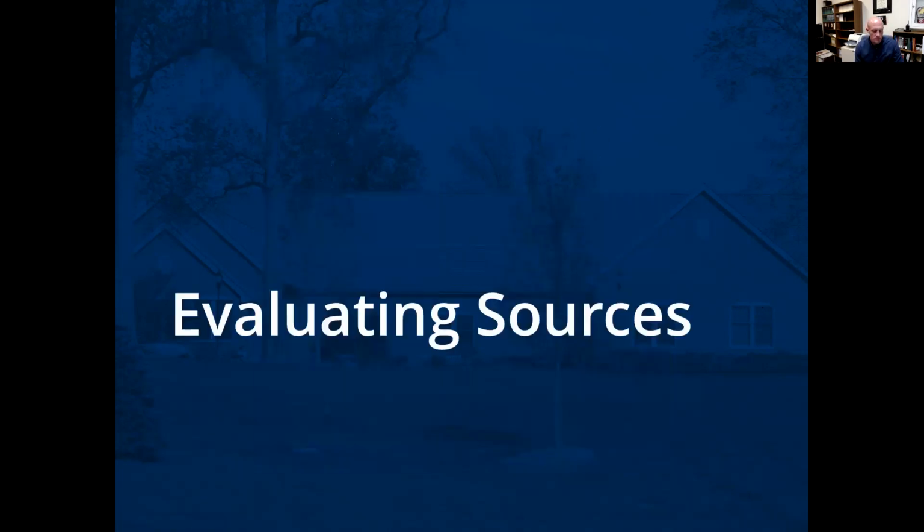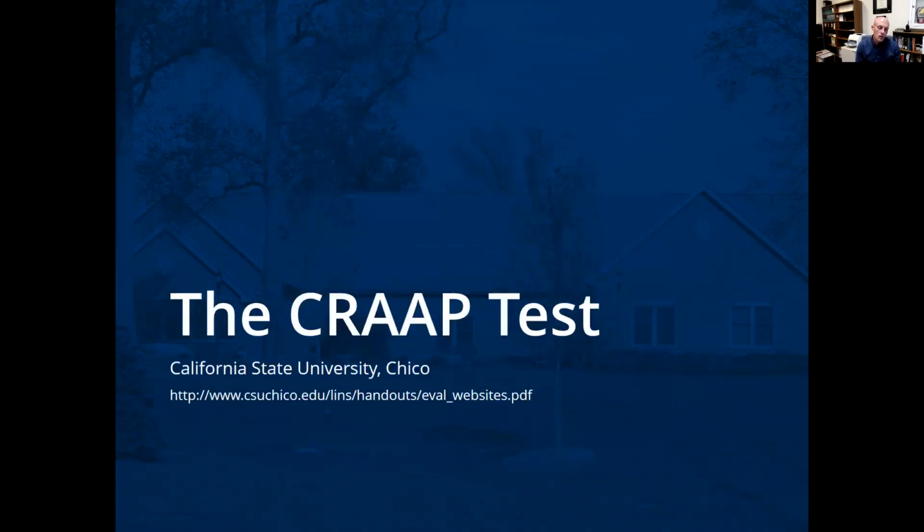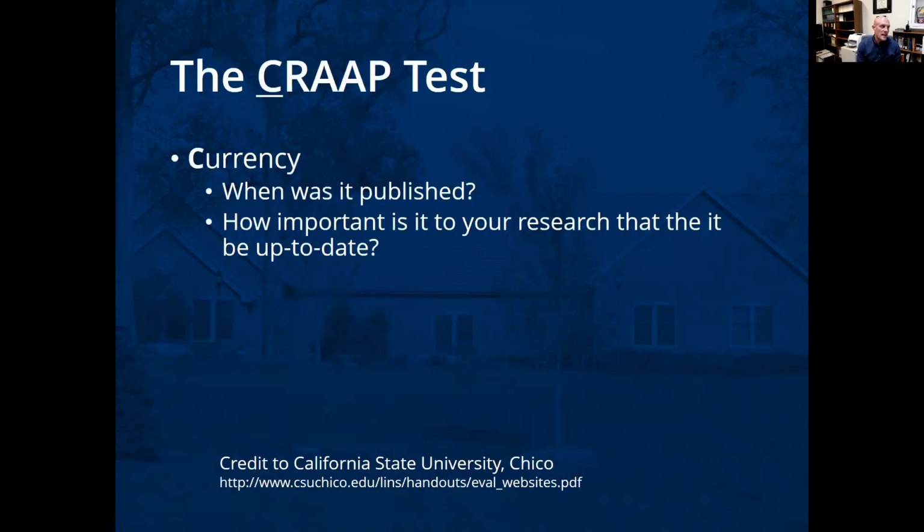So, last word here on evaluating sources. The CRAAP test can be a really useful guide to evaluating a scholarly source. CRAAP is an acronym that stands for currency. So you want to ask, when was the resource published, and how important is its currency to the research that you're doing? How important is it that the commentary you're going to use on Leviticus is up to date?